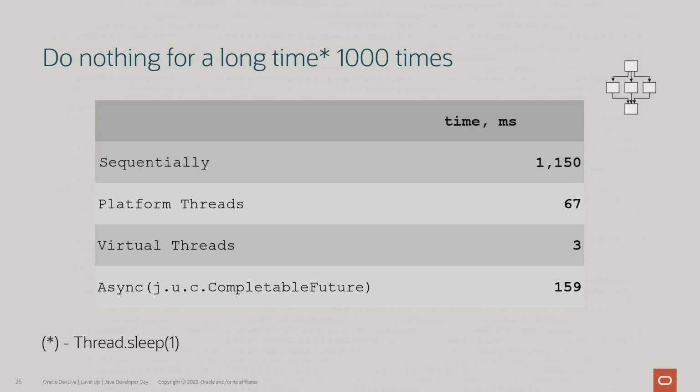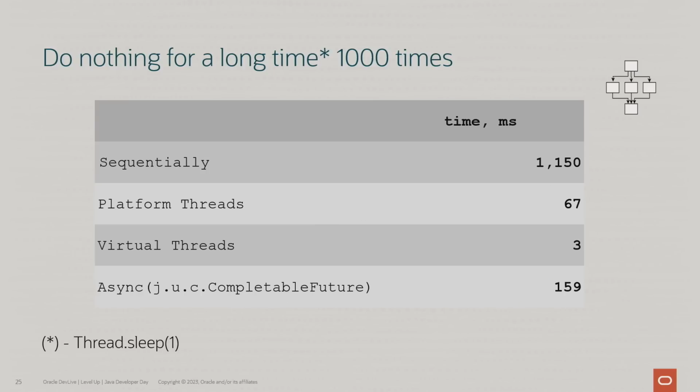Let's look at another example. Let's do nothing, but not for a short amount of time, rather for a long period of time, when our thread just spends time in Thread.sleep for 1 millisecond. And here we have other results. In these results even platform threads outperform asynchronous programming, but virtual threads are much better.